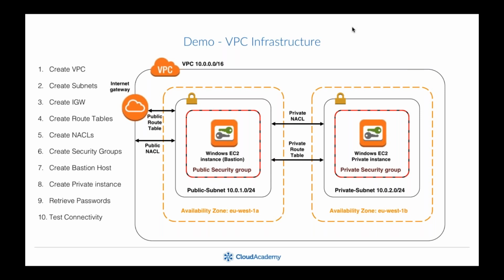AWS do offer an AMI and also a managed NAT service now. So if you're looking to implement that, then I'd certainly look at that. There's some good documentation from AWS with regards to managed NAT.